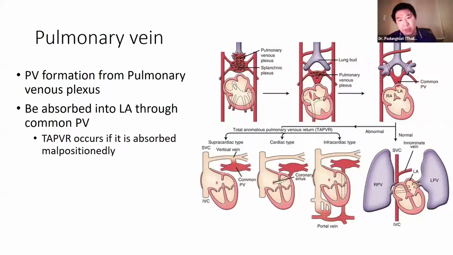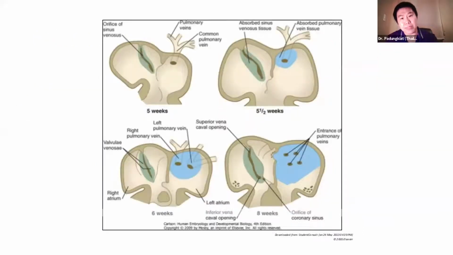It's just that the pulmonary vein gets absorbed. If it gets absorbed differently, it can go to the coronary sinus, portal vein, or the SVC. Okay, this is another picture of how the pulmonary vein gets absorbed into the left atrium.